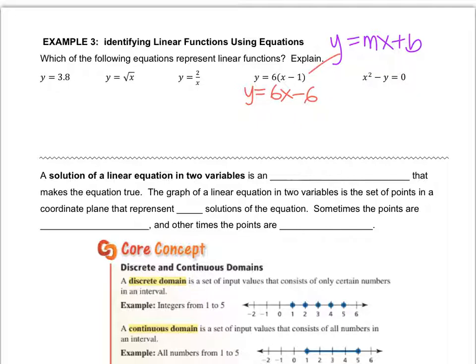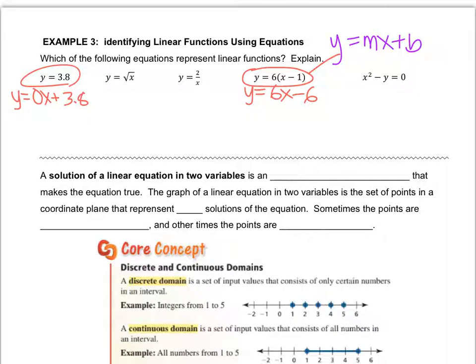So that one's linear. All right, now there is one other equation that is linear. Can you tell which one it is? It is the very first one. You can rewrite that as y equals 0x plus 3.8. That looks like y equals mx plus b, right? Because 0x means you don't write any x's, and so therefore that's why the equation doesn't have any x's.